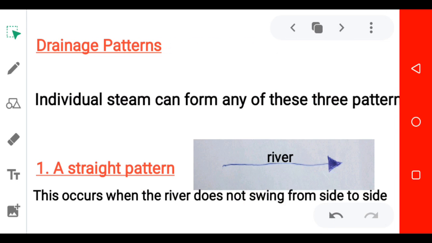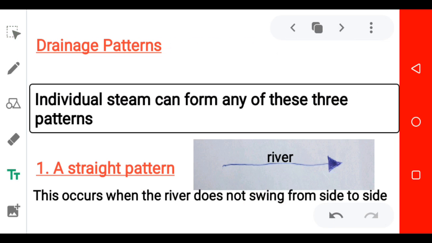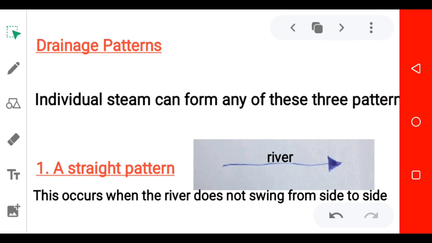Now we are going to look at drainage patterns. An individual stream can form any of these three patterns. One, a straight pattern. Can you see the arrow? Can you see the river? It's flowing straight. So this is a straight pattern. This occurs when the river does not swing from side to side. Rather, it flows straight.